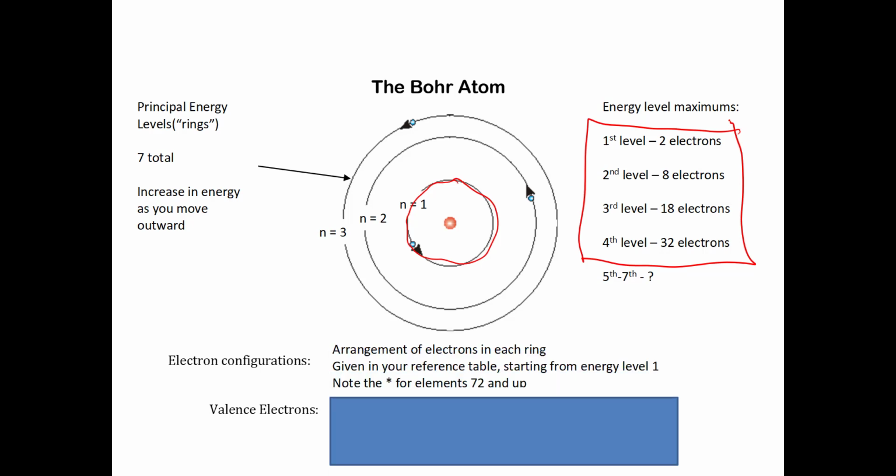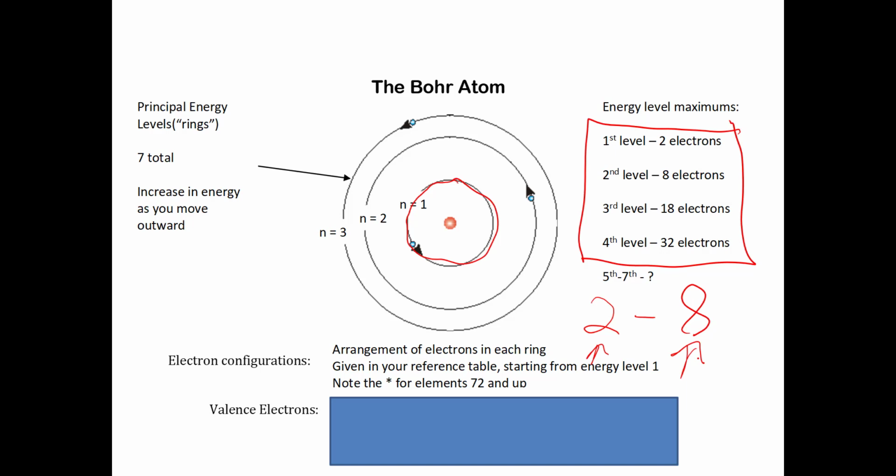Electron configuration is the arrangement of electrons in each ring, which is given to you right in your reference. So if I were to give you something like 2-8 as your electron configuration, you know that there are 2 electrons in the first principal energy level, and there are 8 electrons in the second principal energy level.